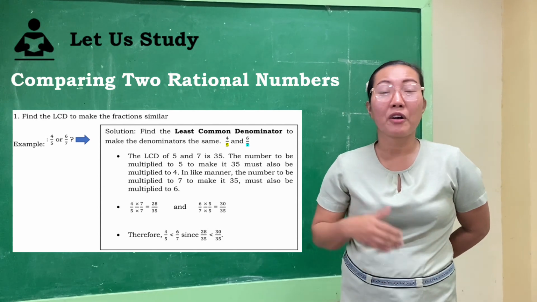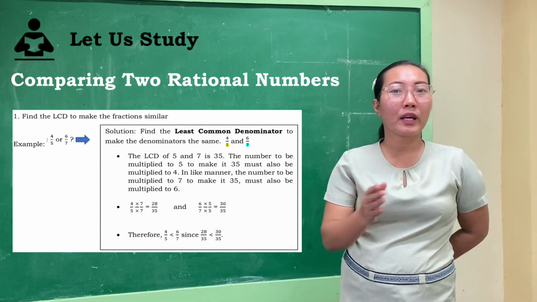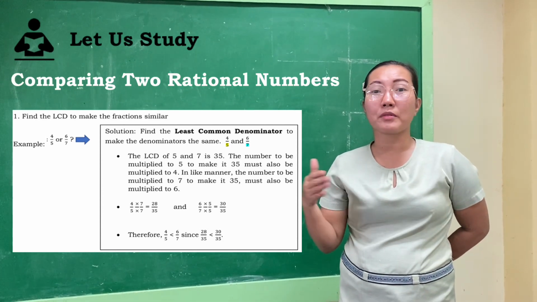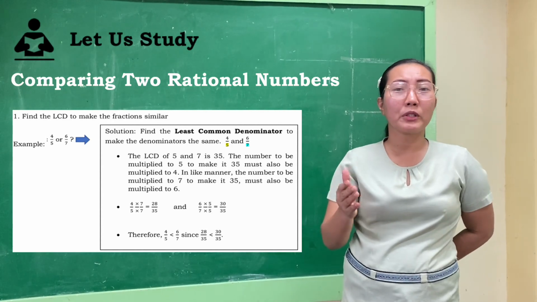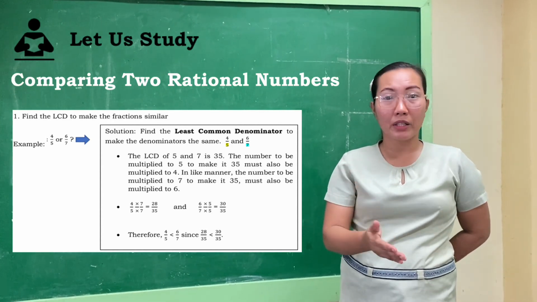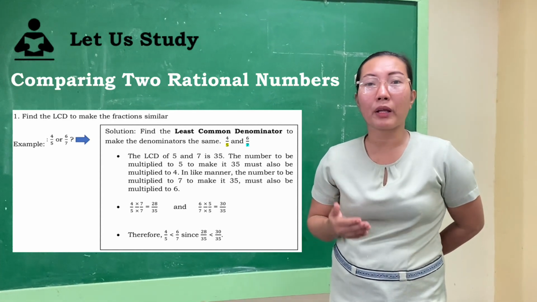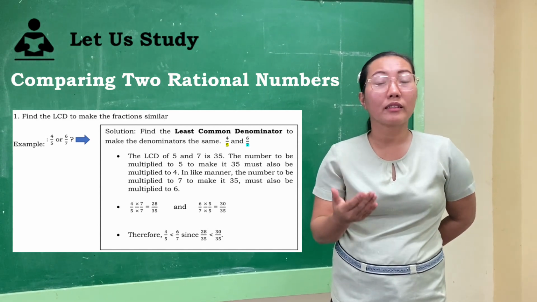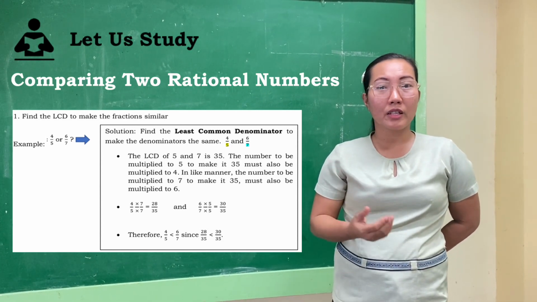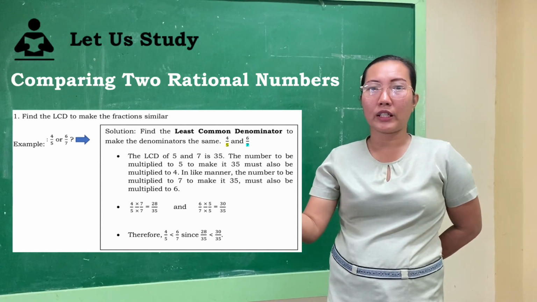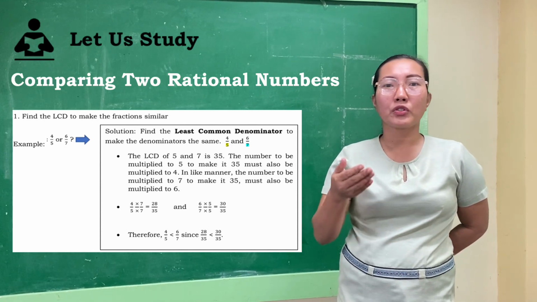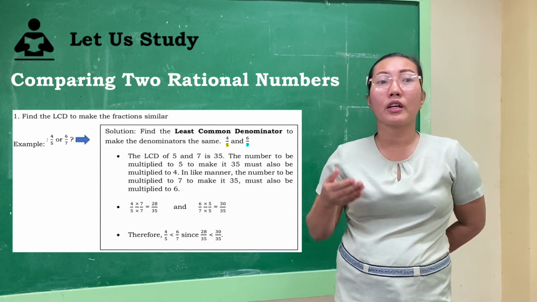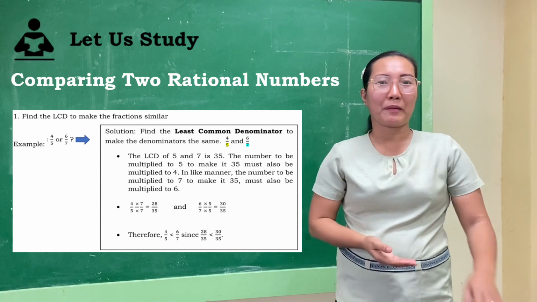Alright, that is 5. So when we multiply 7 times 5, it becomes 35. So if we multiply 5 in our denominator, we will also multiply 5 to the numerator so that it becomes 6 times 5. So 6 times 5 is equal to 30. And now our fraction 6/7 becomes 30 over 35.